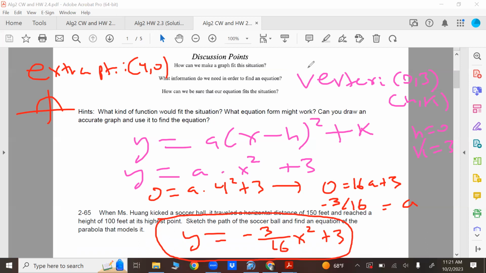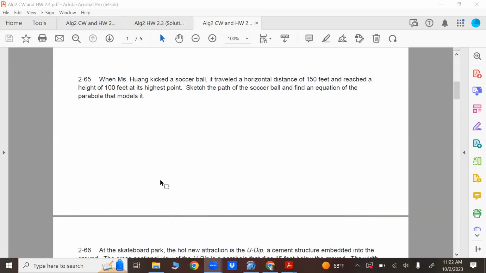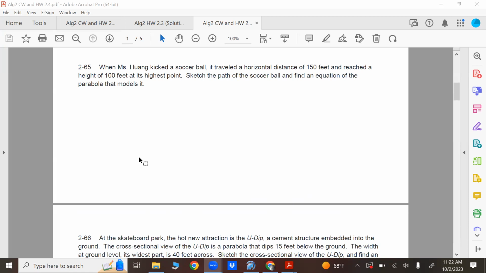All right, let's look at the next situation here. Okay, so when Ms. Wong kicked a soccer ball, it traveled horizontally 150 feet and reached a height of 100 feet at its highest point. Sketch a path, and come up with the equation. Okay, I'll do the sketch. I'll have you guys come up with the equation. I'll walk around and make sure you're getting it. So let's do the coordinate plane, right?